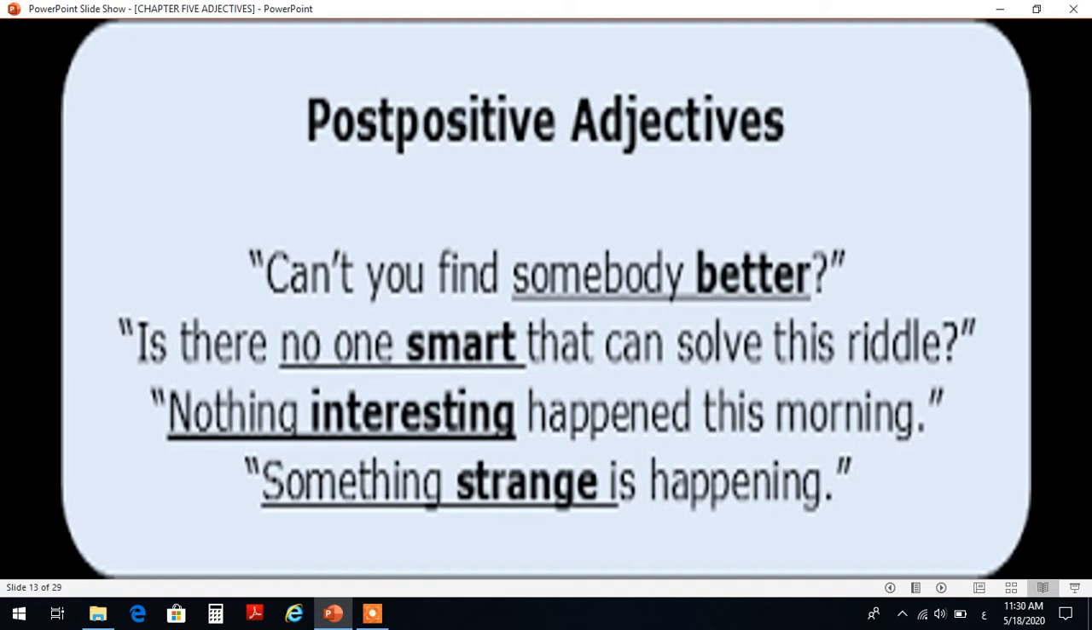Here you see other examples for postpositive adjectives. Can't you find somebody better? Better is a postpositive adjective describing somebody. Is there no one smart? Again, smart is a postpositive adjective describing the indefinite pronoun no one. Or nothing interesting. Again, we have interesting describing the indefinite pronoun nothing. Something strange, also strange is a postpositive adjective describing the indefinite pronoun something.